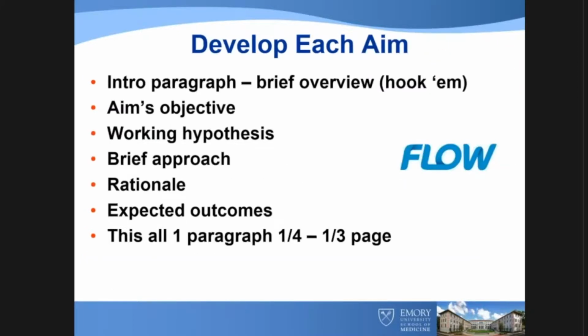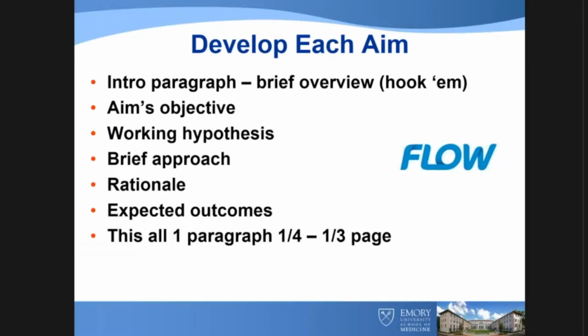So, how to develop each aim. Again, it's all about flow. So you're going to have a little bit of an introductory paragraph, a brief overview of what this aim is about. Hook 'em, okay? Restate your aim objective. You've got an overall aim for your entire project, but each little aim has a specific objective. What's the point of this aim? Also state the hypotheses. And I like actually breaking out, and not in the text, but you'll see in a second, a specific little statement that's saying, this is my hypothesis, this is what we're after.